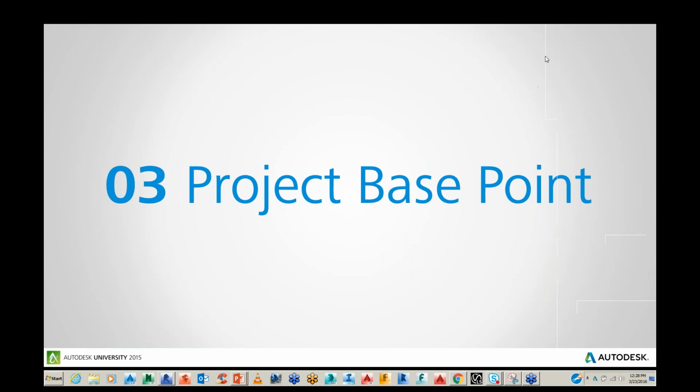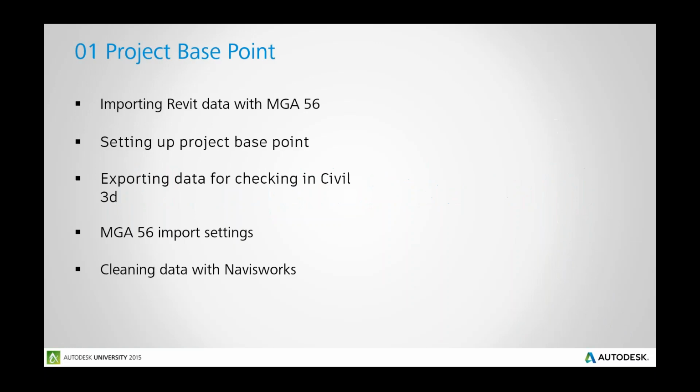So for the last part of this, we're going to be using the project base point, and this is the more accurate connection between Revit and Infraworks 360. So we're going to be working with the MapGrid of Australia information that we'll pull down from either Civil 3D or Infraworks 360. We're going to set up a project base point inside of Revit to match the northings and eastings of that data that we get from the MapGrid of Australia. We're going to be also using tools like Civil 3D to export the data and check that the Revit information is in the right location.